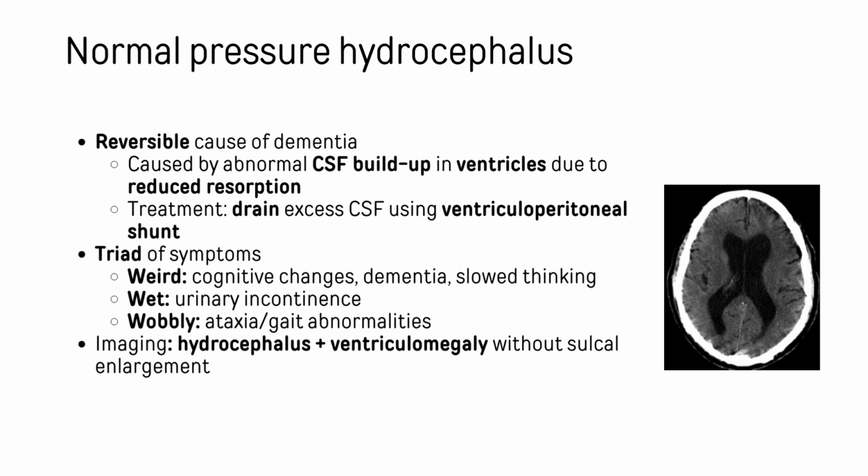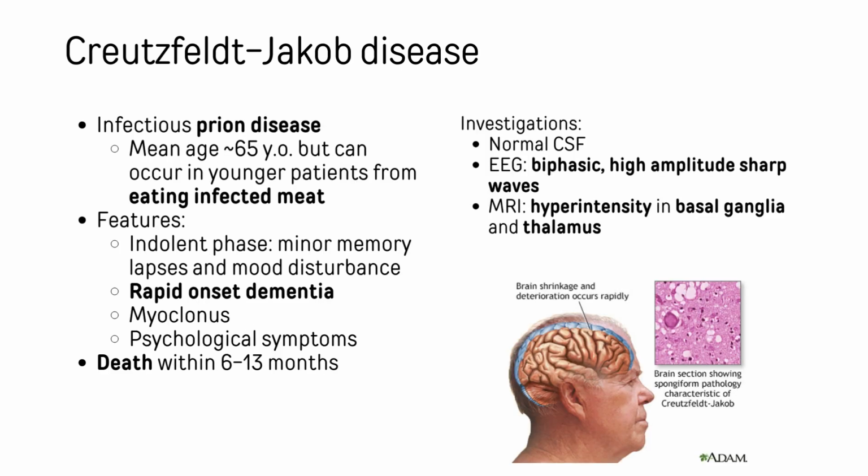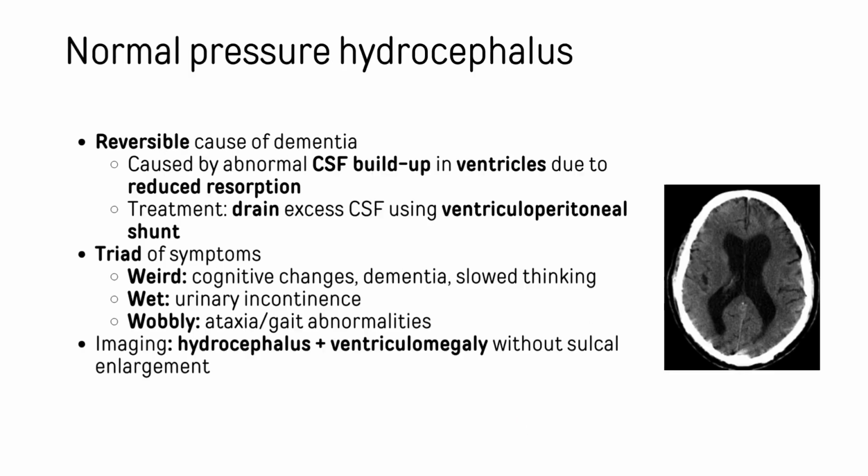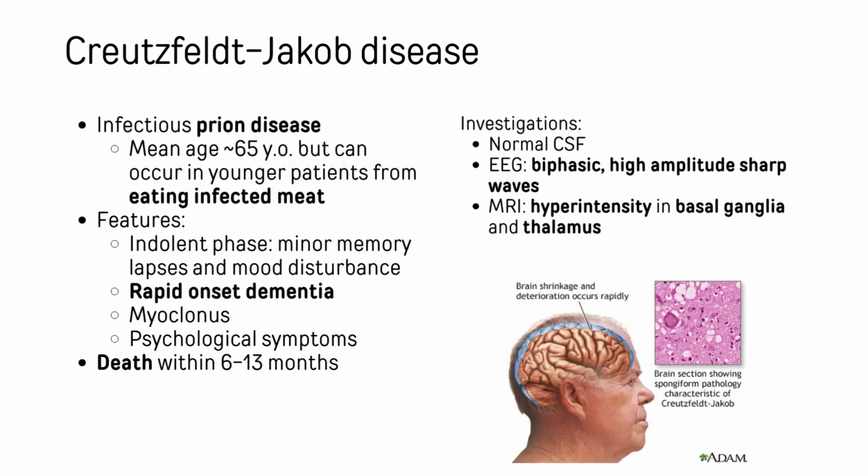And in terms of investigation, we want to use imaging to look for hydrocephalus. You can see on the image on the right, it'll show the ventricles being quite enlarged without any sulcal enlargement. And some of the biggest risk factors for normal pressure hydrocephalus include being elderly, head trauma, infection, tumours, and SAH.